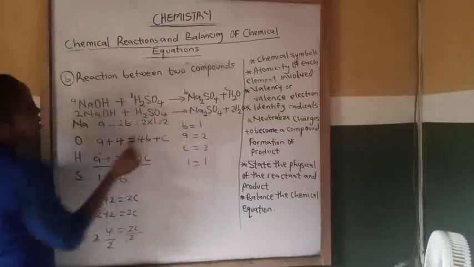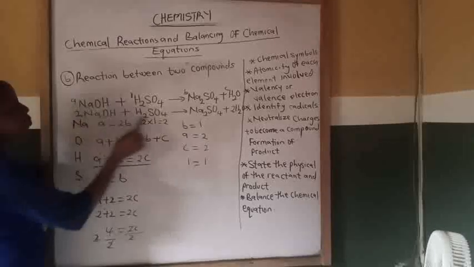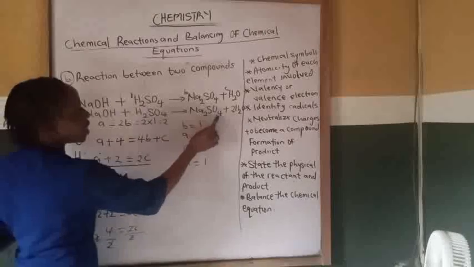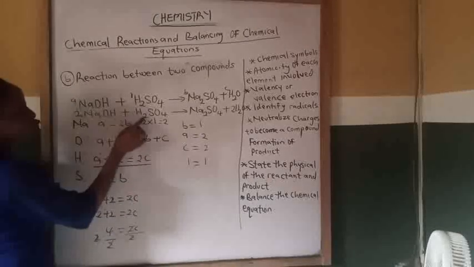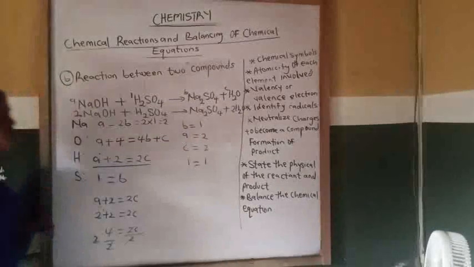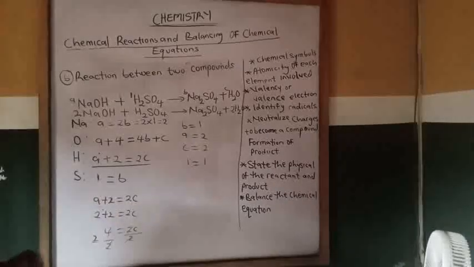So 2 at this side. Balanced. 2 oxygen here plus 4, that's 6. 4 here plus 2, 6. Then hydrogen is 2 at this side plus 2, 4. So 2 times 2, 4. Our equation is balanced.